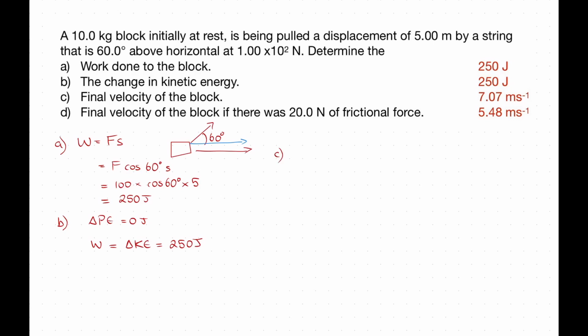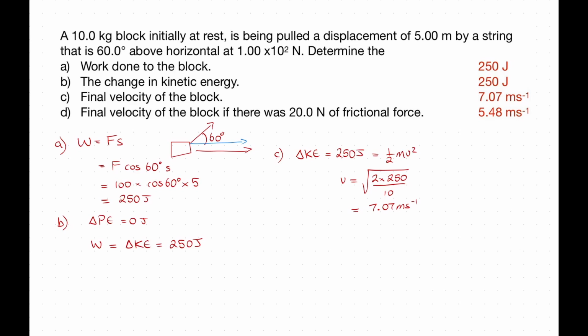For C, we know that the change in kinetic energy is going to be equal to 250 joules. We know that it initially starts at rest, so that means that our change in kinetic energy, 250 joules, is equal to half mv squared. So our final velocity, v, is going to be equal to the square root of 2 times our change in kinetic energy, which is 250, divided by our mass, which is 10 kilograms, which should come out as approximately 7.07 meters per second.